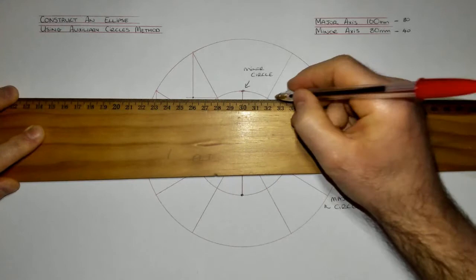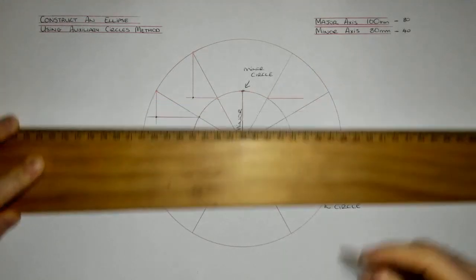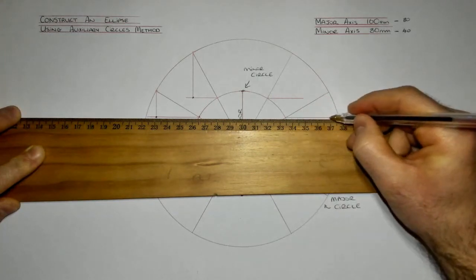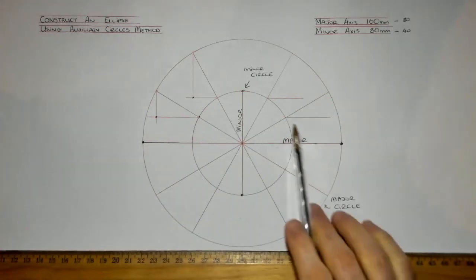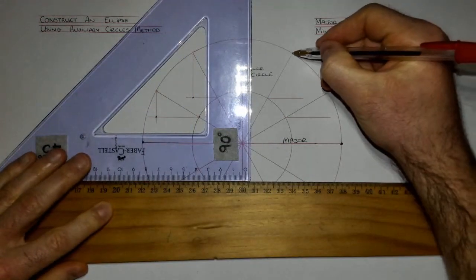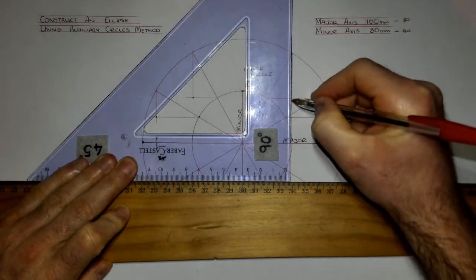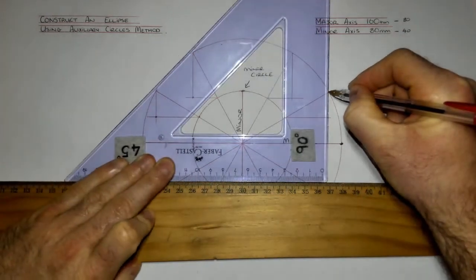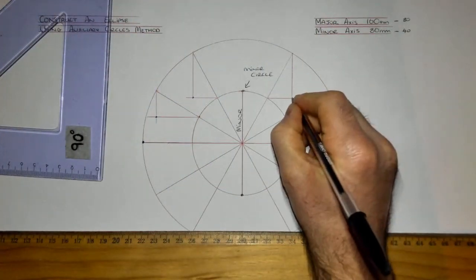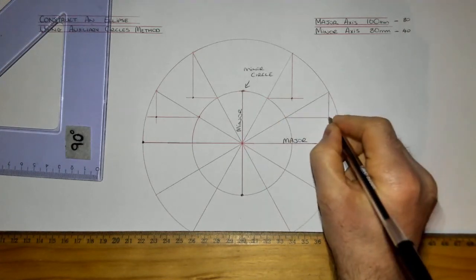So parallel to the major axis, and we can see where it cuts the minor circle here, parallel to the major axis. And obviously you bring it over far enough that you can project your point down. Where it goes to the major circle, parallel to the minor axis. And that has helped us locate two further points.